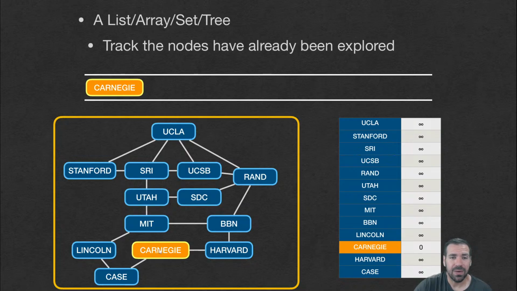So that's how we're marking these as explored. If it's in this data structure, we're going to mark it as explored just by putting it in that data structure and then checking if it contains it. And it's going to be important to avoid our infinite loops. So orange means that Carnegie is in this data structure that's tracking my nodes that have been explored so far.